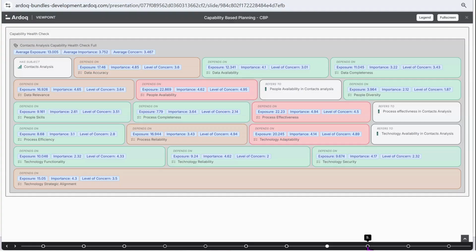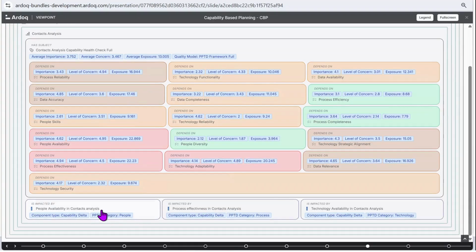And then what we can do is create capability deltas for these three. And here they are, which allow us to attach those to the capability inside the capability workspace to say contact analysis has these three deltas that need to be addressed, and then they can be dropped into strategy to execution, and initiatives can be created to address these. And this allows us to prioritize exactly what within capability we need to address.